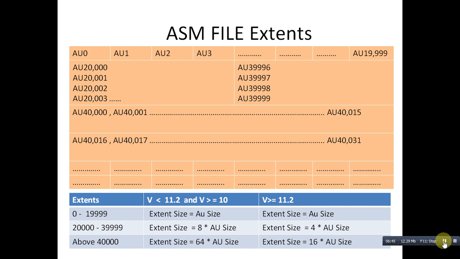Extent size is always equal to the allocation unit size for the first 20,000 extents of a file. After the first 20,000 extent sets, the extent size becomes 8 times the allocation unit, or 4 times the allocation unit in versions greater than 11.2. The next 20,000 extents, from 20,000 to 40,000, will have an extent size of 8 allocation units. The extent size will be 64 times the allocation unit for extents above 40,000.